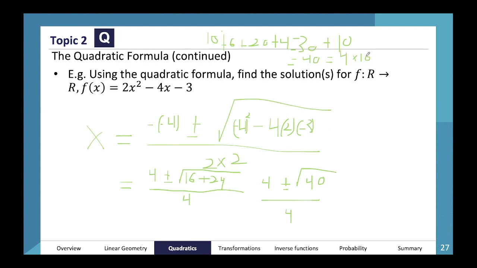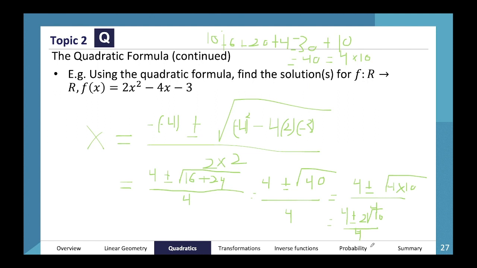If you remember simplifying surds, hopefully that's something you remember from your earlier years. 4 times 10 can be broken down into something a little bit simpler. So 4 plus or minus the square root of 4 times 10 can be pretty easily broken down. Sorry, it's very slow writing on the mouse pad. When I take the square root of 4, that'll give me 2. And the square root of 10 is just going to stay as the square root of 10. So it's going to be 2 square root 10 over 4.